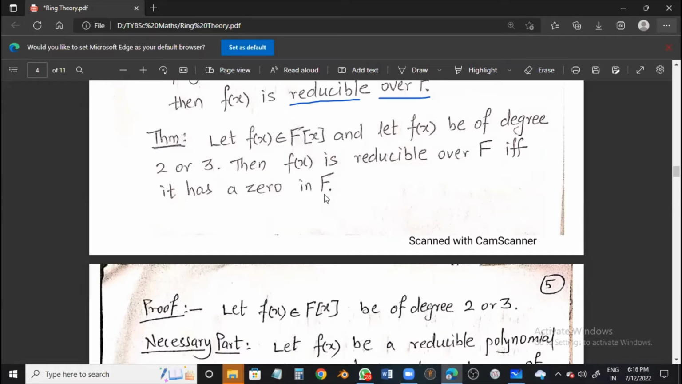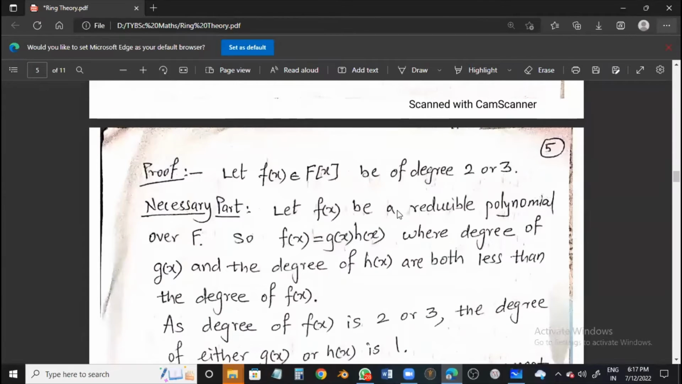So it's quite a good result for us. If f(x) has degree 2 or 3, we can immediately see if it is having a 0 in F or not. If it has a 0, then we can say it is reducible. It can be factorized, and if not, let it be. So it's an if and only if kind of thing. So let us go for the proof. Then we'll understand what I mean.